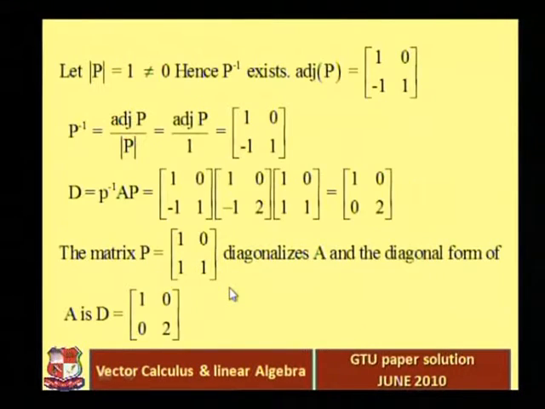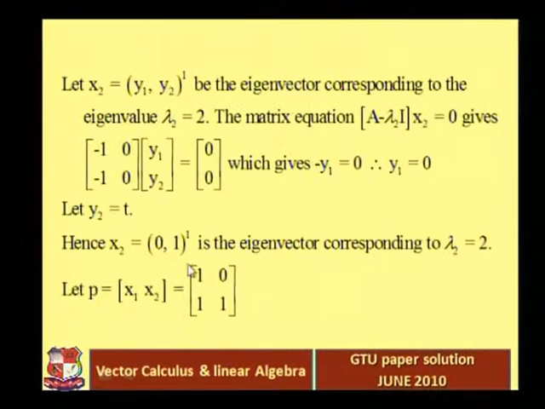So now we want to find A raised to 10. For that, first of all, we have to find P inverse. Now this is P, which is a 2 cross 2 matrix. So to find the inverse of this matrix, it's quite easy, right?